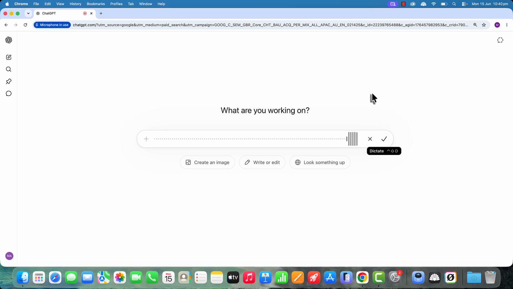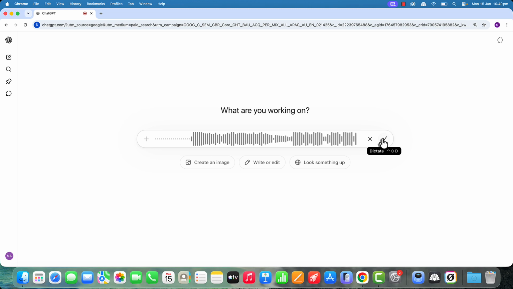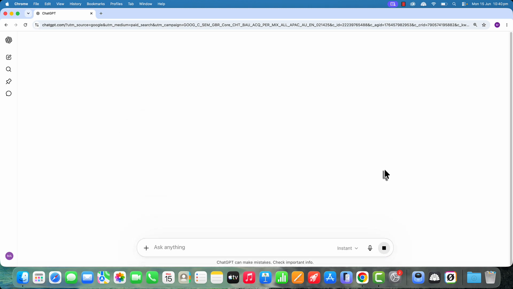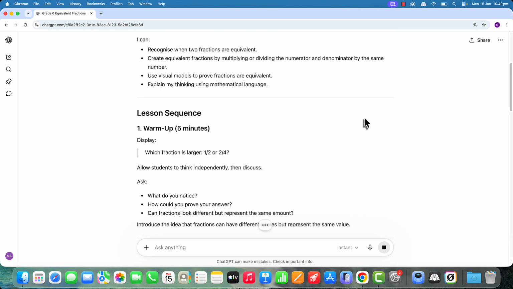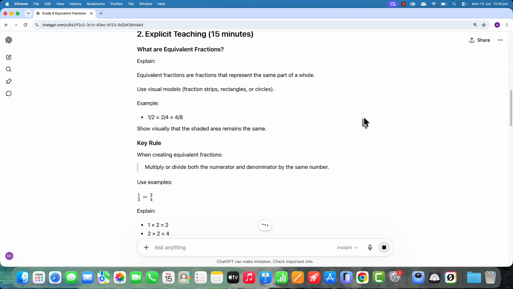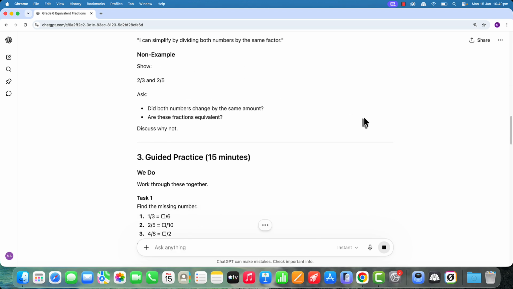I want a lesson for grade 6 students in maths on the topic of equivalent fractions. In my lesson, I want explicit teaching, guided practice, independent work, and I want to start with learning intention and success criteria. So this is our lesson. It has our learning intention, success criteria, and if we go down, we'll have a look at the guided practice section.